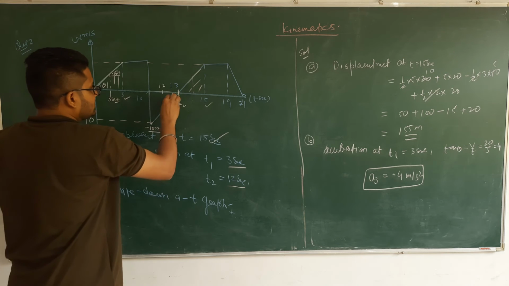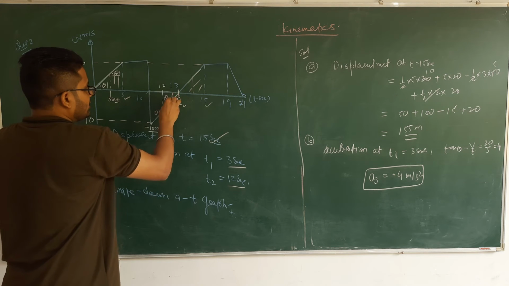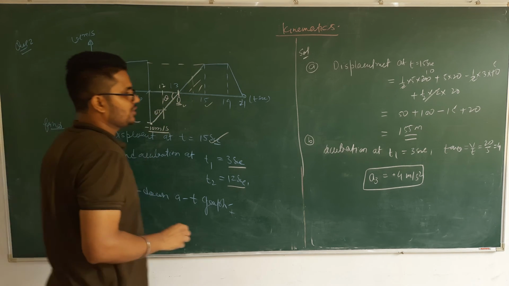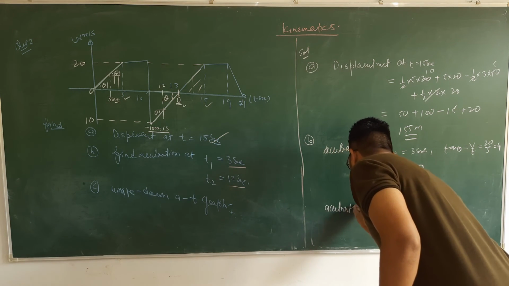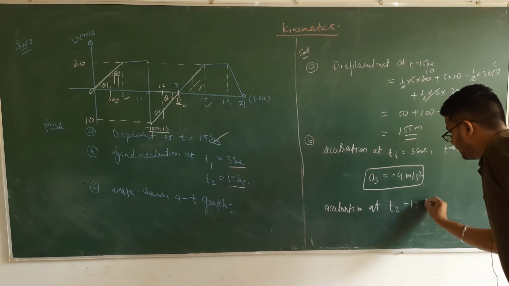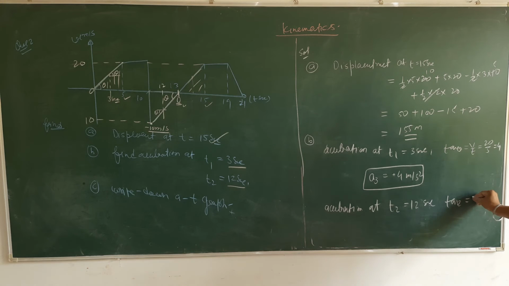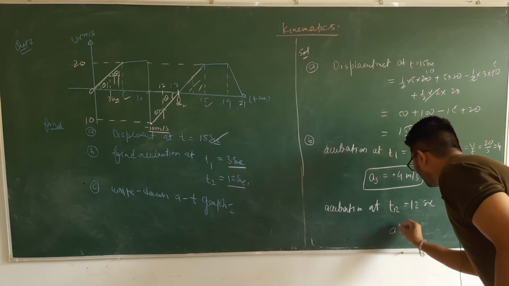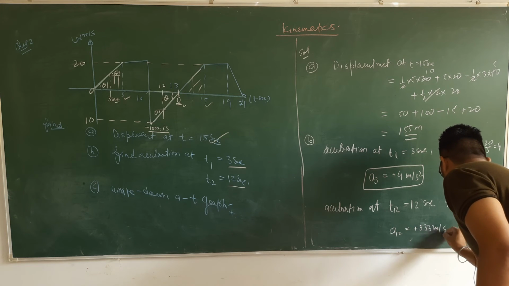Okay, so what is there is theta, because theta at 12 seconds is here. Because there is a constant graph, theta will be the same. So here acceleration at t equal to 12 seconds, tan theta equals perpendicular, 10 upon 3, 3.33. Yeah. So acceleration at 12 seconds is plus 3.33 meter per second square.